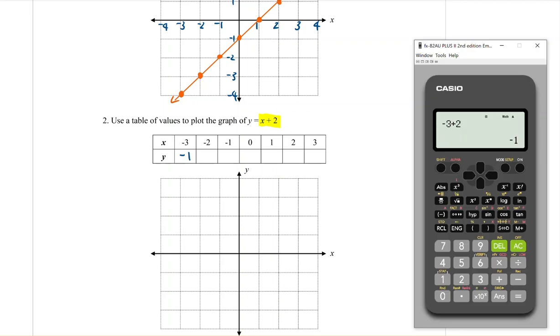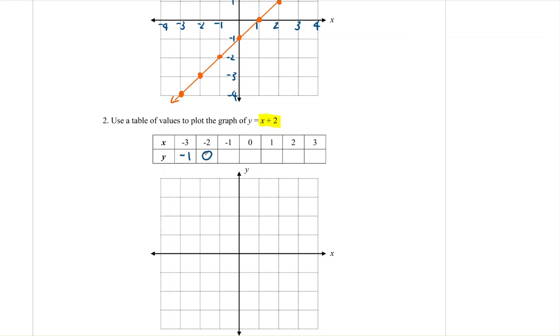Okay, now my next x value is minus 2. So minus 2 plus 2 is 0. Okay, try the next one. What happens if I put in minus 1? It will be a 1. If you sub in 0.